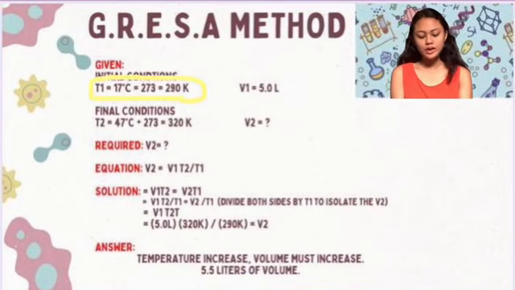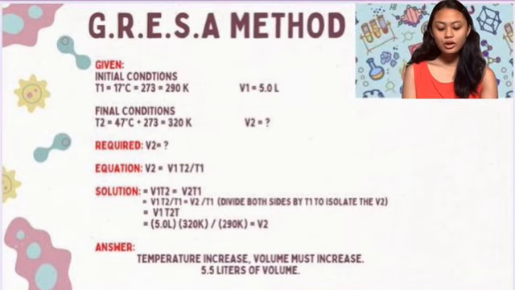So the initial conditions, which is the before: temperature 1 equals 17 degrees Celsius and volume 1 equals 5.0 liters. And for the final condition, which is the after: temperature 2 equals 47 degrees Celsius and volume 2 is missing. Since the given temperatures are in Celsius, we need to convert them to Kelvin, because that is the rule. To convert, we add 273 to the given temperatures beforehand. The required value is volume 2, because it is the missing one in the problem.